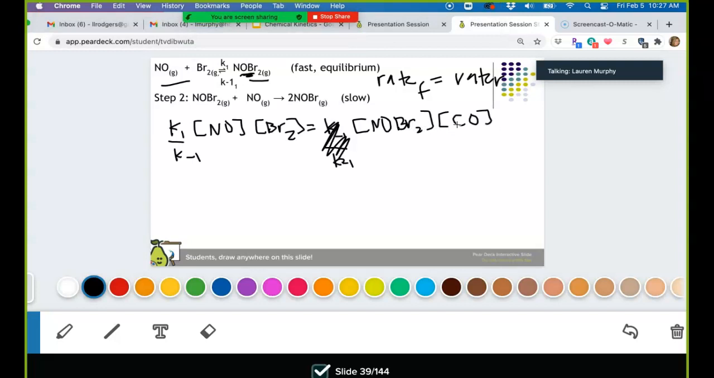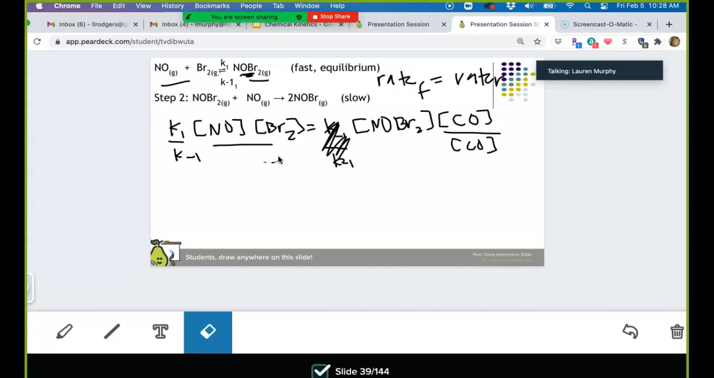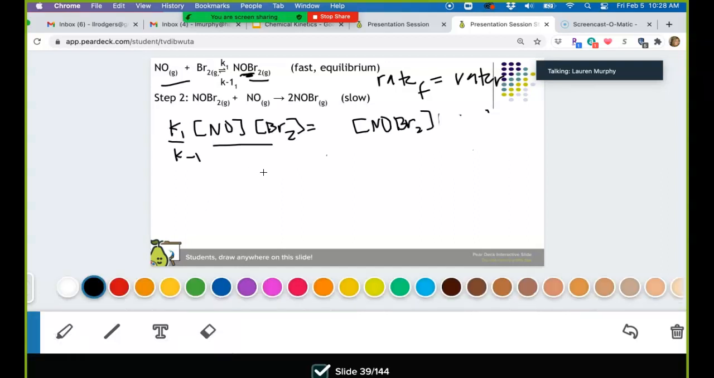If there was something over here with your intermediate, you would have to get rid of that guy also. So that guy would also come over here, okay? It's not here, but I'm just showing you everything so you can isolate the intermediate by itself. So now what? Well, my original rate law was this.